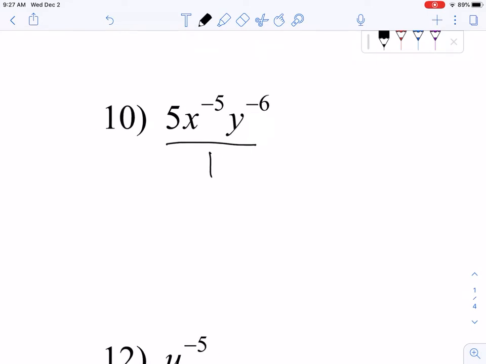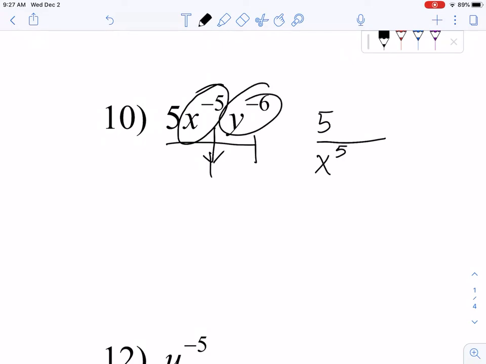So here we go. Remember, this is 5 to the 1st. So 5 does not need to move. X to the negative 5th needs to move downstairs. Now it's x to the positive 5th. Y to the negative 6 needs to move downstairs. Now it's positive.